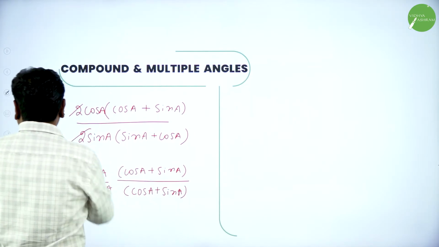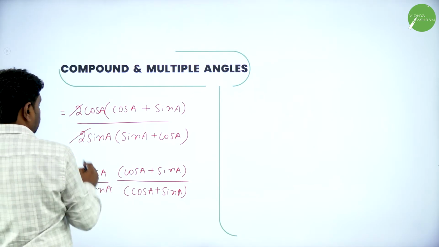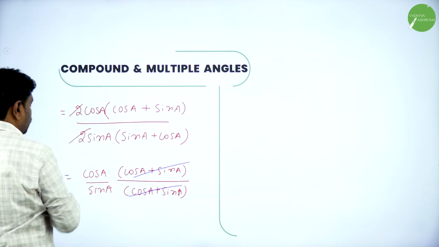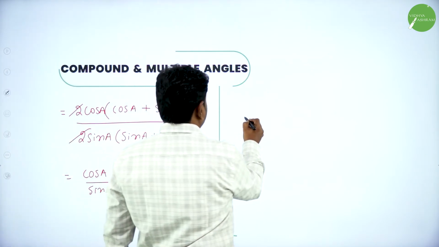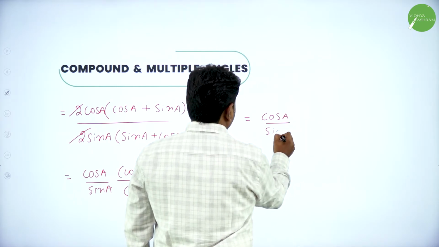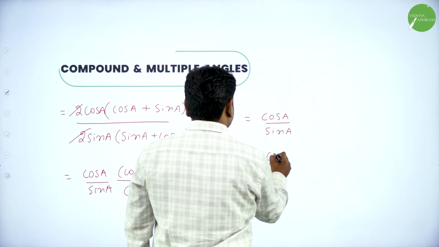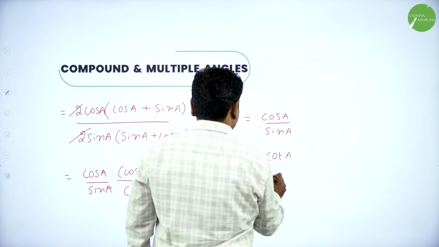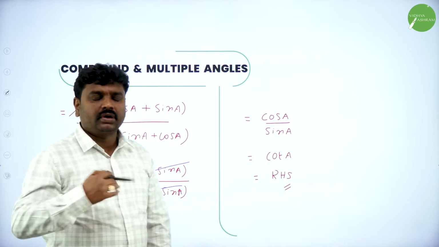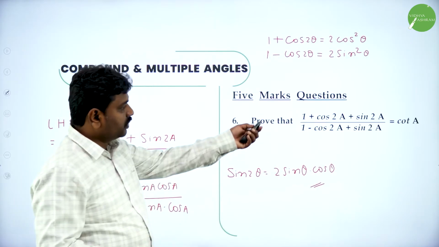So now if you observe, cos a plus sin a by cos a plus sin a, same, cancels. So you are left with what? Cos a by sin a. What is cos by sin? You know cos by sin is cot. So we'll get cot a and this is your RHS. Hope all of you got the answer. So this is what they wanted you to prove, we proved it.